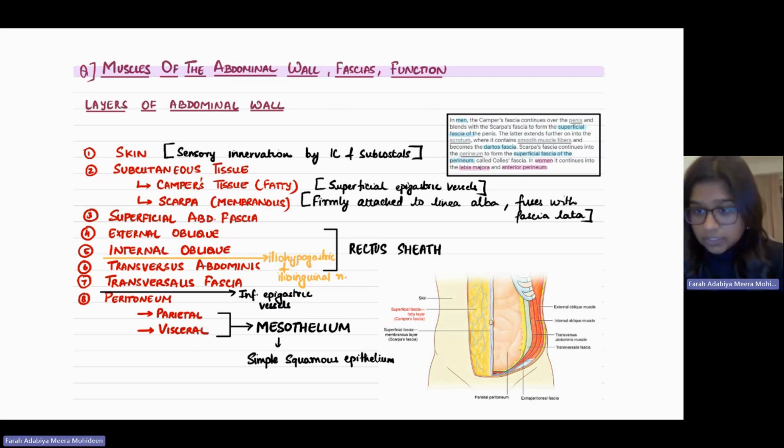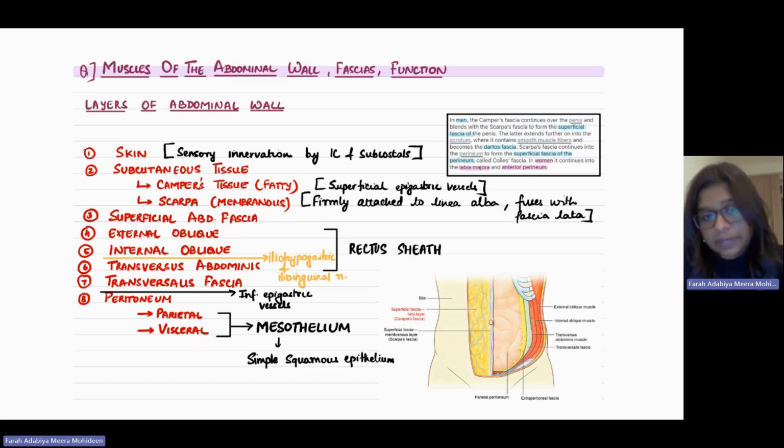Now, in between the internal oblique and the transversus abdominis, you will find the iliohypogastric and ilioinguinal nerve. You'll be able to see this mostly during dissections as well. After the transversus abdominis muscle, you have the transversalis fascia, right? And after that, you have your peritoneum. Between the transversalis fascia and the peritoneum, you have the inferior epigastric vessels. The superficial epigastric vessels, as you can see, are in the subcutaneous tissue.